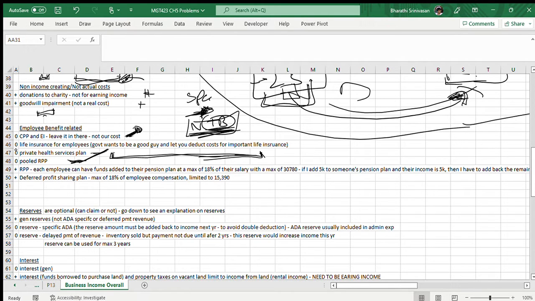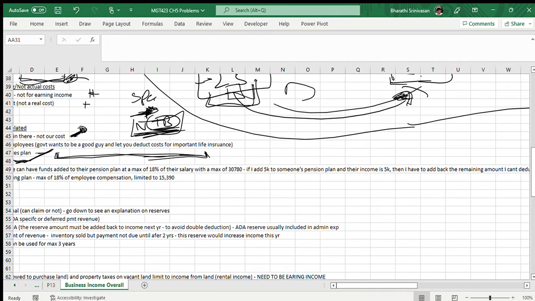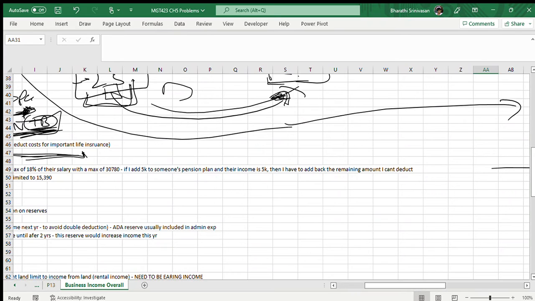One thing you have to add, though, one other thing about RPP is that for normal RPP, not pooled RPP, each employee can have funds out of their pension plan at a maximum of 18% of their salary with a maximum of $30,780. So for example, if somebody's income is $5K and I add $5K to their pension plan, I can't deduct that entire thing as an expense.